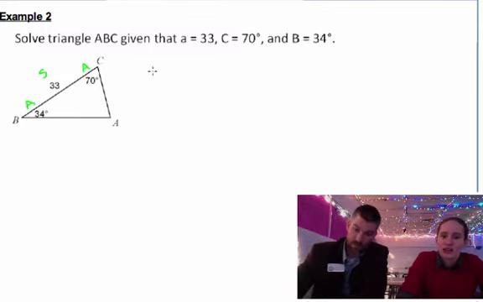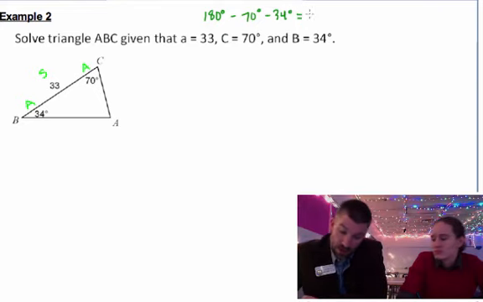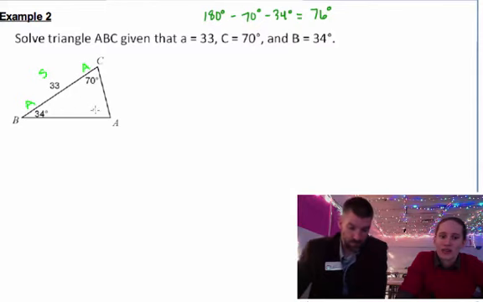So we don't know what A is right now, but we can find it because we have 70 degrees and 34 degrees. Just subtract that from 180. 180 minus 34 minus 70 is 76 degrees. Okay, so A is 76 degrees.